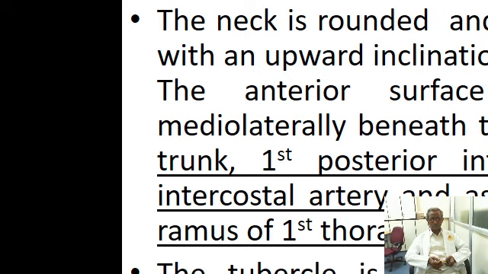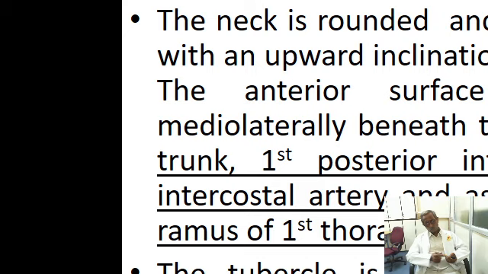The tubercle is broad and prominent, and projects backwards, upwards and medially. This articulates by its medial oval facet with the transverse process of the first thoracic vertebra. This one, the medial oval facet.